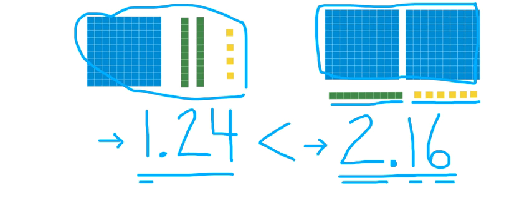If both of those are the same, then I would go over and look at my tenths place. And if those are the same, then I would go over and look at my hundredths place to see which one is going to be greater than or less than. So in this example, I could say that 2 and 16 hundredths is greater than 1 and 24 hundredths.